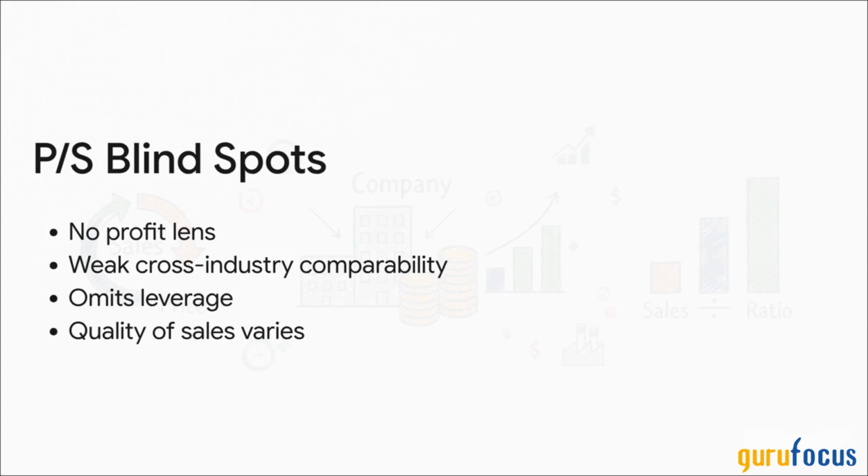Second, cross-industry comparability is super weak. Third, it completely omits leverage, meaning it ignores whether a company has a mountain of debt or billions in cash. And fourth, the quality of sales matters. A one-off multi-million-dollar contract might inflate sales this year, but it doesn't create durable long-term value.